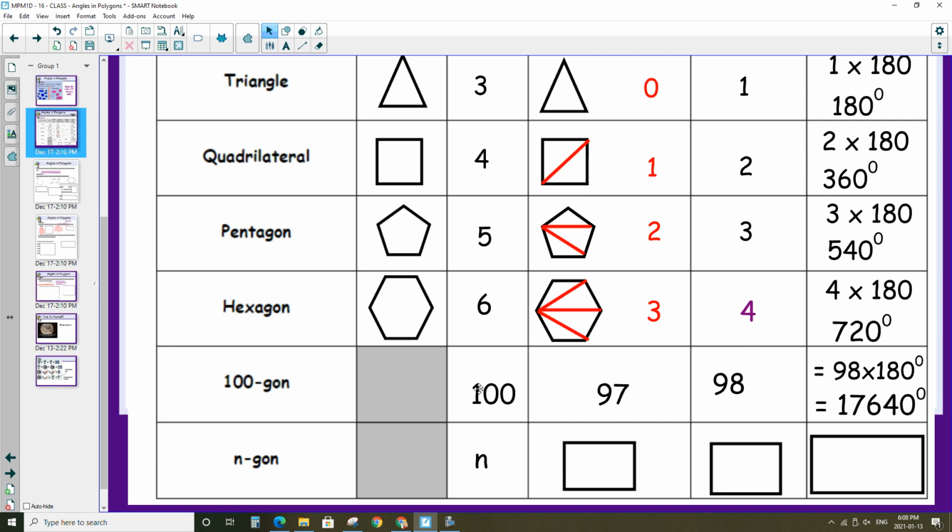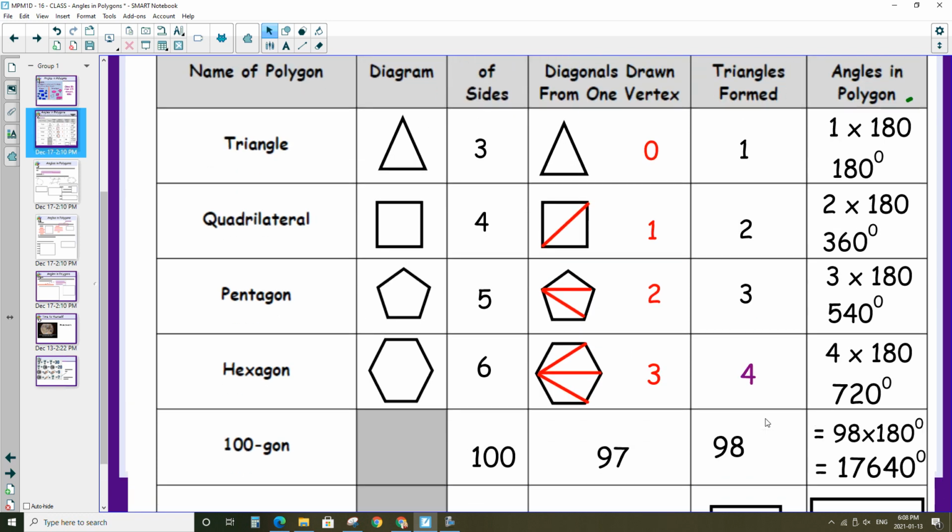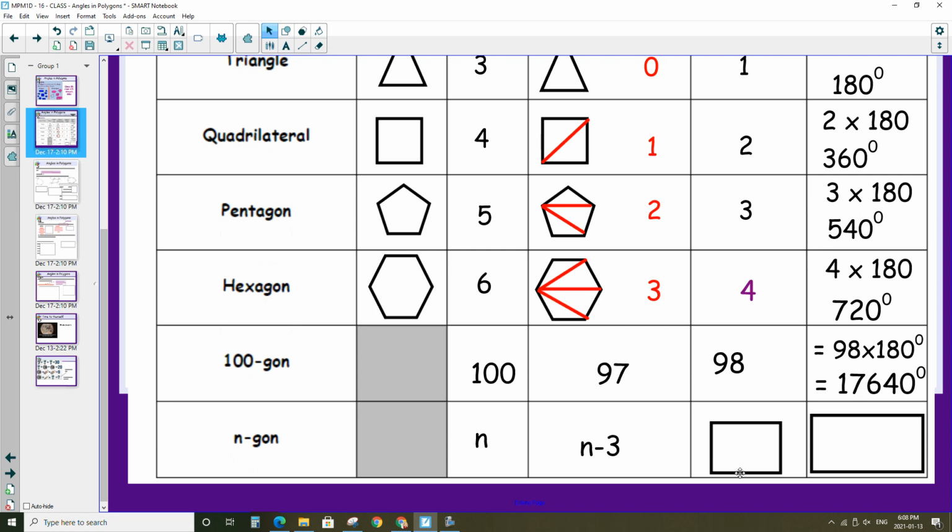So if our shape has n sides, how do we get to the number of lines that we drew? Well, it would be n minus 3. Right? Because all these values are being decreased by 3. And then for the number of triangles that's formed, it would be 1 higher. Okay, so instead of n minus 3, it would be n minus 2. And then it's this value here that gets multiplied by the 180 degrees to come up with the total number of degrees in that shape. Okay, so it would be n minus 2 times 180.